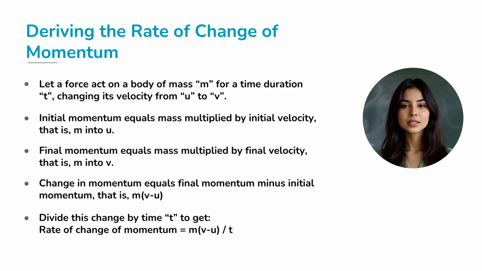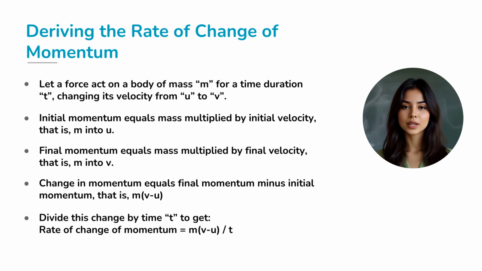Let's now understand this with a basic setup. Imagine a body of mass m is acted upon by a force for some time t. Its velocity changes from an initial value u to a final value v. Now, momentum is mass into velocity. So initially, the momentum is mass m multiplied by initial velocity u, which is m into u. Finally, it becomes m into v.